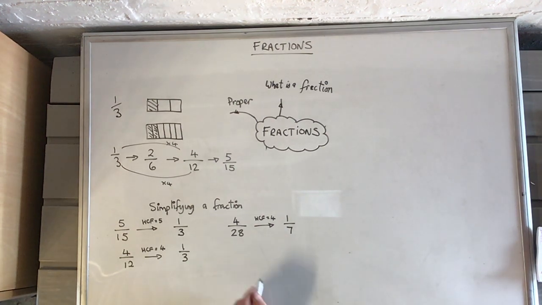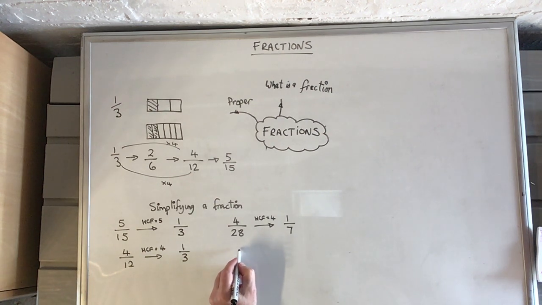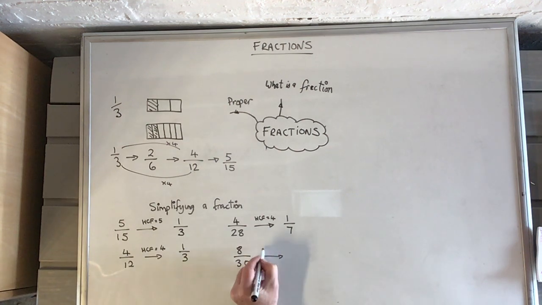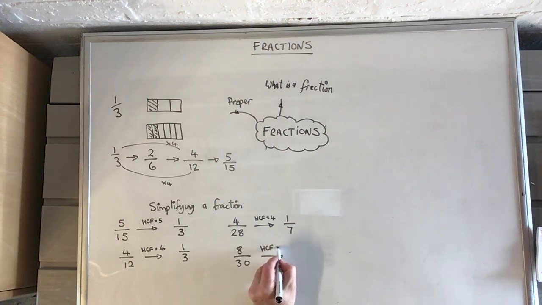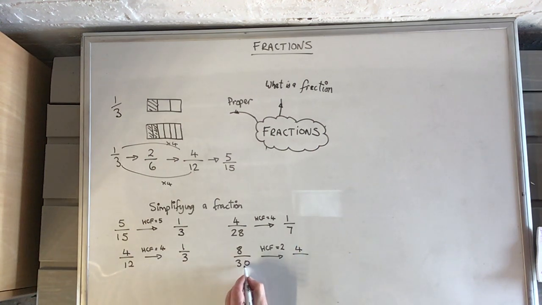Let's try something a wee bit harder. 8 over 30. Highest common factor. Well, factors of 8 are 1 and 8, 2 and 4. Well, 2 even numbers, so we certainly know 2 can go into it. So let's try 2. Hopefully 2 is the highest common factor. 2 into 8 goes 4 times. 2 into 30 goes 15 times. 4 and 15 don't have any other common numbers, so that's it simplified.